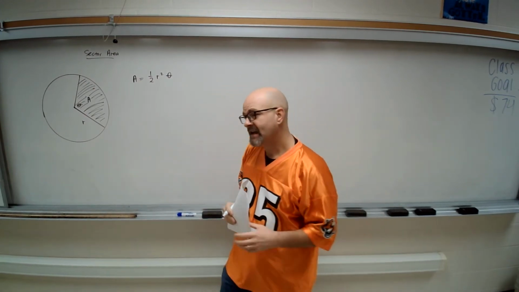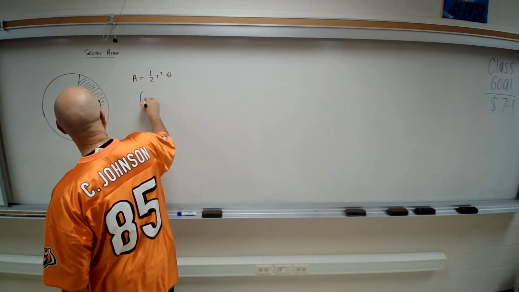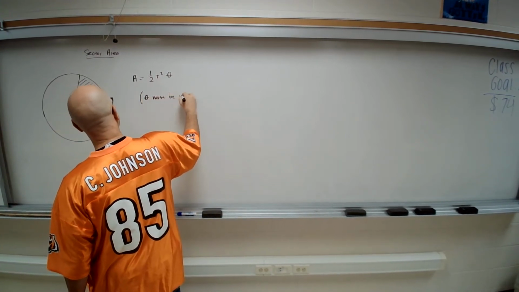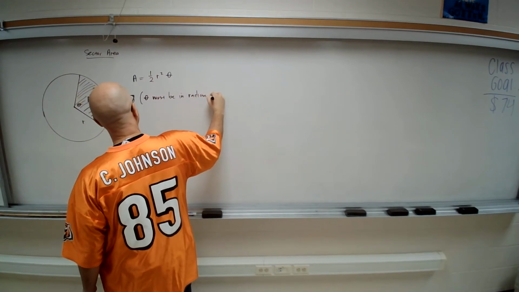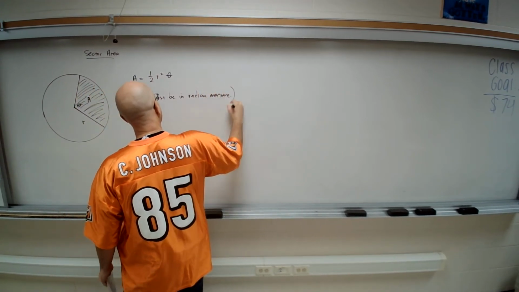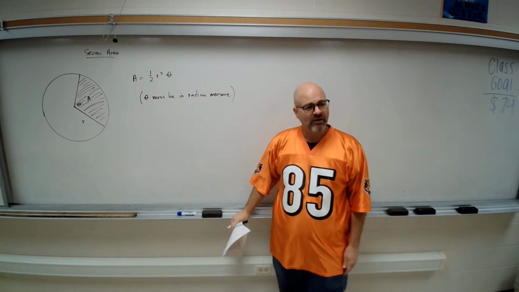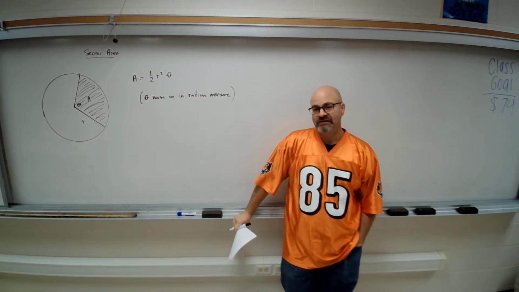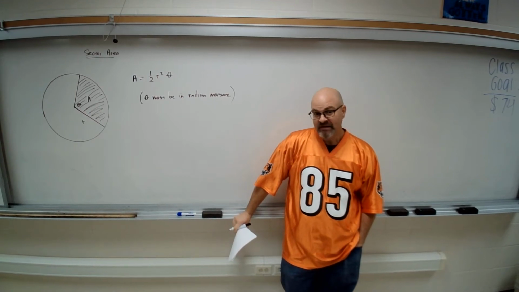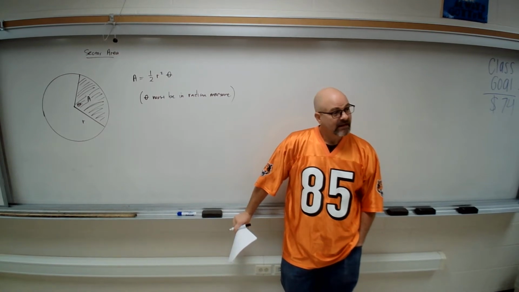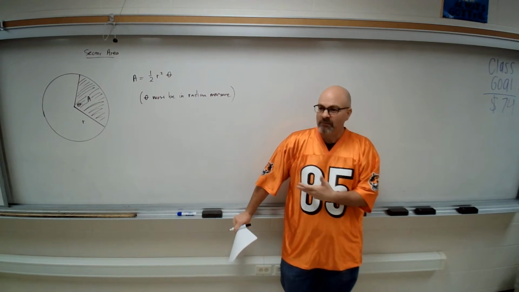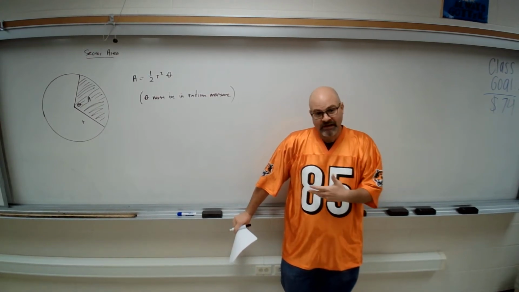Just like yesterday with the arc length, theta must be in radian measure. I'm having trouble thinking of an exception. I think anytime you see a formula that just has a theta in it, it should be in radians. I can't think of a case where that's not going to happen. Now, if you have a sine, a cosine, or a tangent of theta, then you have to have the mode of your calculator agree with the way the angle is expressed.